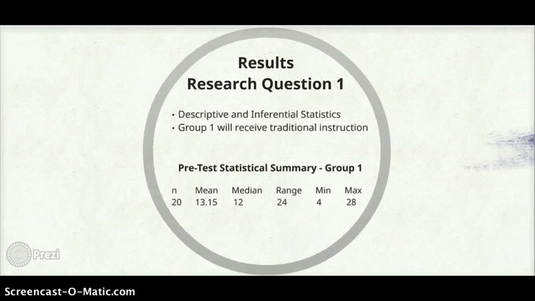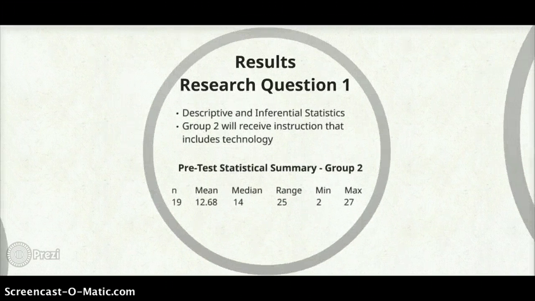Even though I have not collected the post-test data, I went ahead and gave my students the pre-test because I normally would have done that at the beginning of the year, even if I wasn't doing this project. I analyzed the pre-test data from Group 1 using descriptive statistics. The results are shown on this table. The mean of the group of scores was 13.15, the median was 12, and the range was 24.